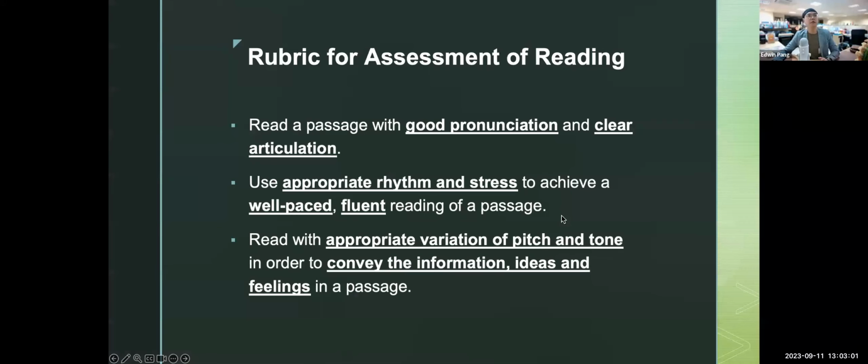Okay, if I look at the rubrics for assessing reading aloud, you will see that the examiners are looking for good pronunciation and clear articulation, appropriate rhythm and stress that achieves a well-paced and fluent reading of the passage. I will explain these terms to you later, okay? And of course, you must also vary your pitch and your tone in order to convey the information, ideas, and feelings in a passage. So you cannot read like a robot. You cannot read without expression, okay? So it's important to keep these things in mind. So pronunciation, articulation, rhythm and stress, fluency, variation of pitch and tone, and feelings conveyed through your reading, right?